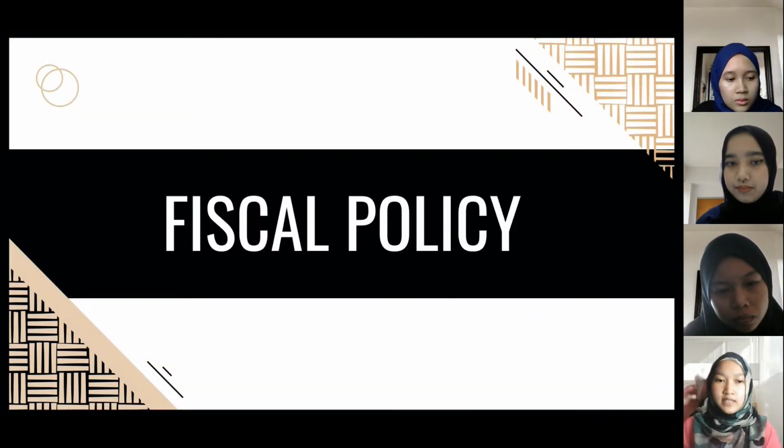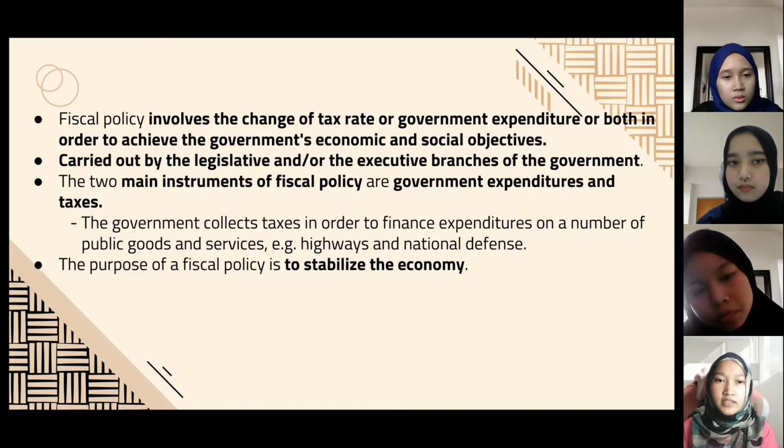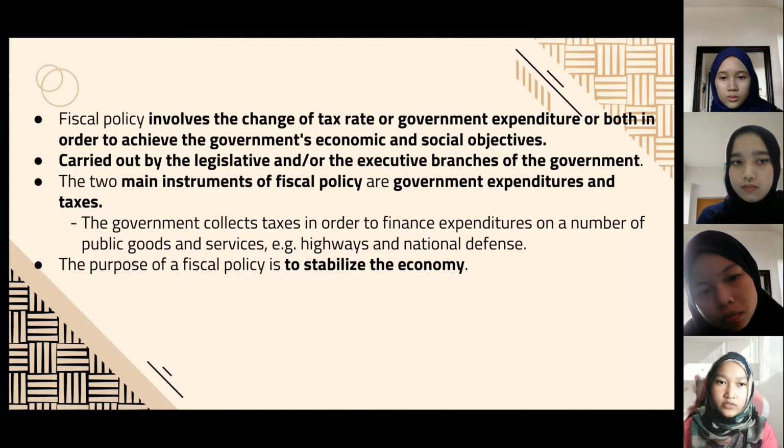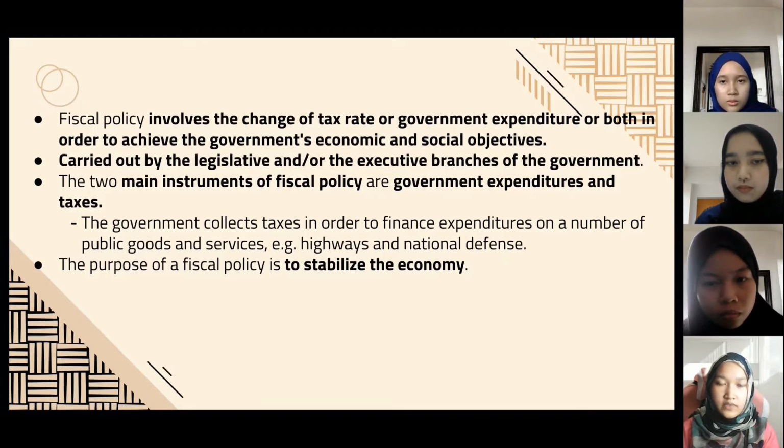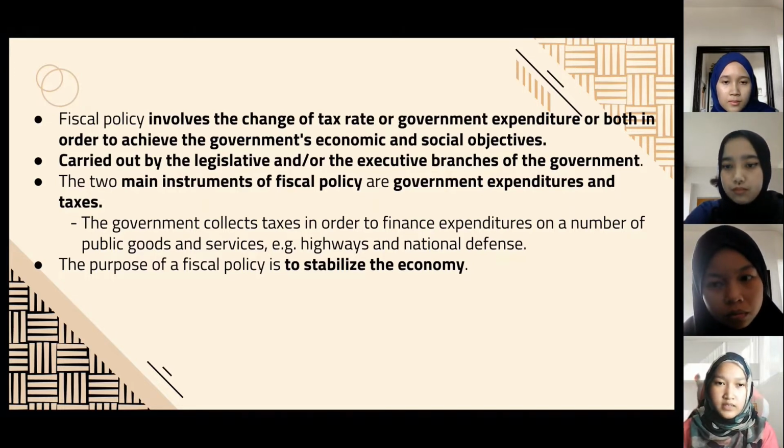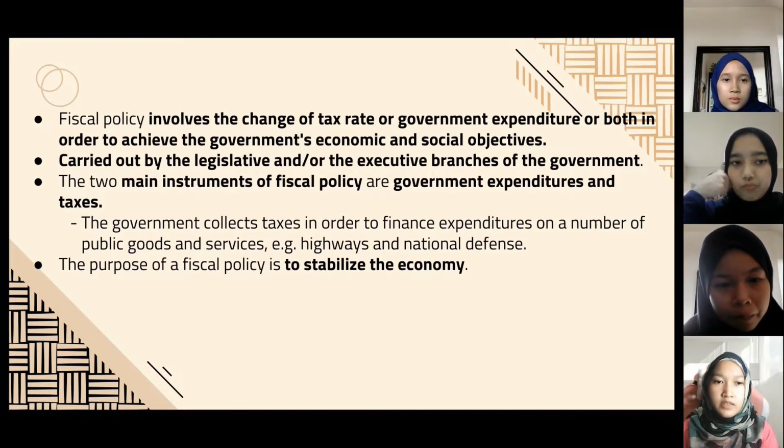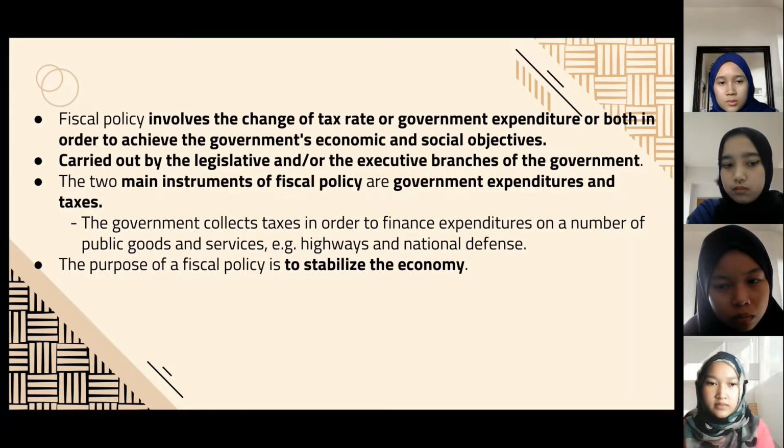Second, fiscal policy. Fiscal policy involves the change of tax rates and government expenditure or both in order to achieve the government's economic and social objectives. Fiscal policy is carried out by the legislative and/or the executive branch of the government. The two main instruments of fiscal policy are government expenditure and tax. The purpose of fiscal policy is to stabilize the economy.